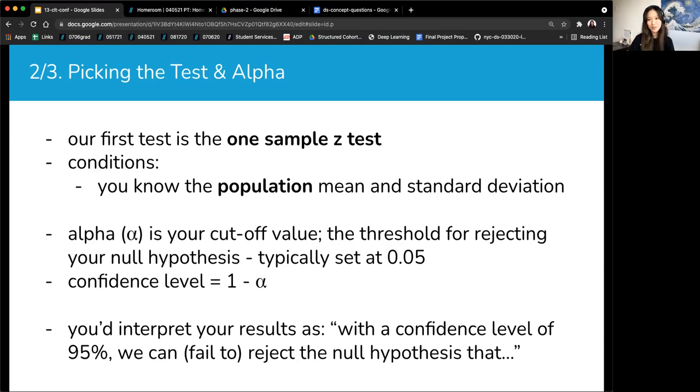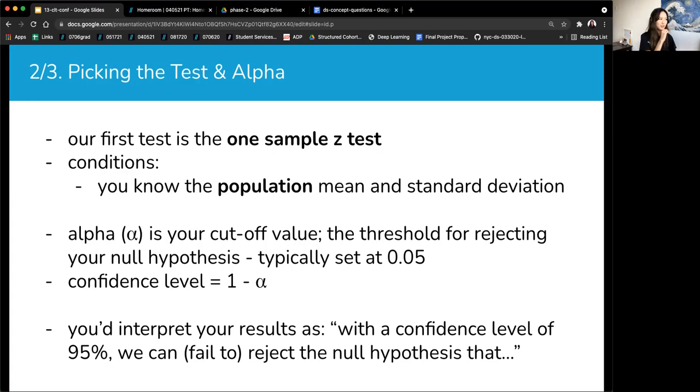So this is the first test that we're doing in this course, and it is a one sample Z test. The condition for performing a one sample Z test is if you know the population mean and standard deviation, you can conduct a one sample Z test. So in this case, we do know that the population mean of IQs is 100 for the mean and then 16 for the standard deviation. So we know that information, therefore we can conduct a one sample Z test. In other situations, you'll see that we don't have the standard deviation, and so we'll do a different test. So that's picking the test.